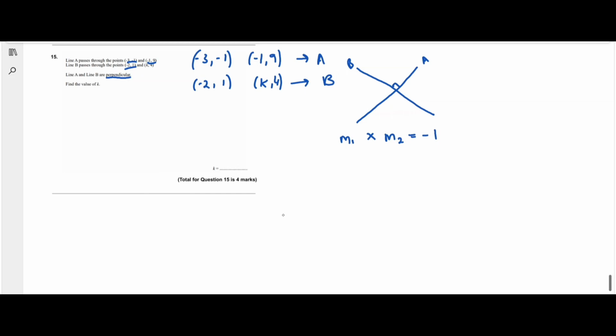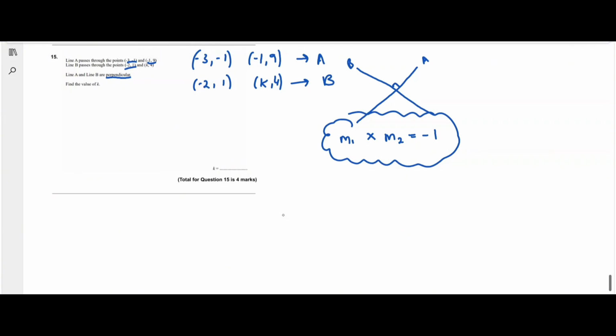So if you've got 2 perpendicular lines, the gradients multiply together to give you -1. So one gradient would be the negative reciprocal of the other gradient. However, this is what we're going to need, this formula here, for this question. So I am going to first of all work out the gradients as I would do if I knew all the values.